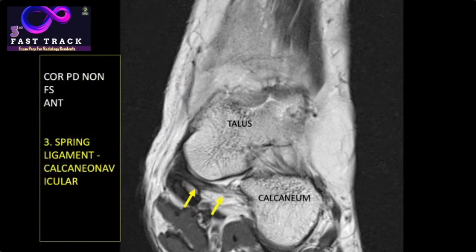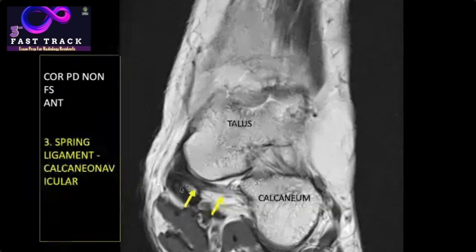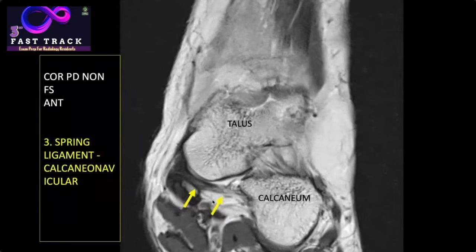This is the calcaneo-navicular. This is the navicular component. There is a small ossicle over here. That is why you can see this os naviculare. This is the calcaneo-navicular or the spring ligament. So we saw the calcaneal attachment over here, and in the next coronal slice, we see the navicular attachment. So that's the calcaneo-navicular attachment, the spring ligament. You have to measure the thickness of this ligament in all cases of pes planus and flat foot.